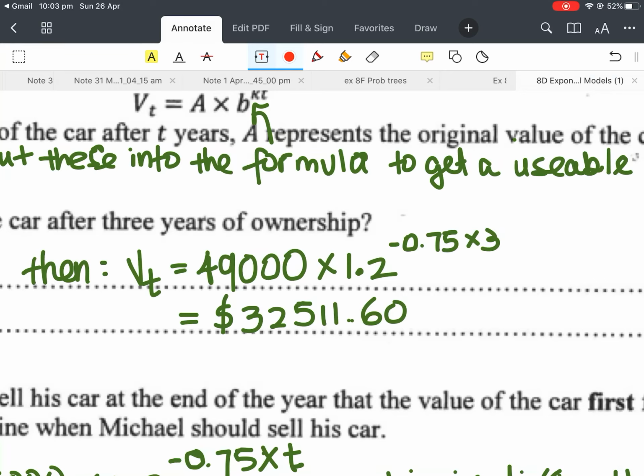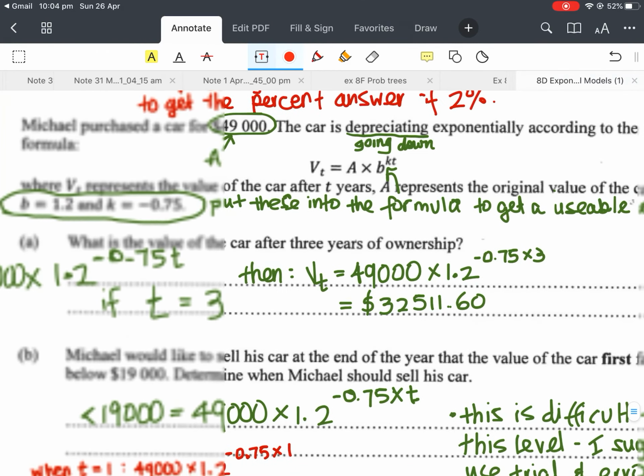Now when you do this one on your calculator, if you're not getting the same answer as me, can you practice it please and see if you do? Then you might need to put what is up in the index in brackets. It works on the Casio, not sure on the Sharp, just double check for me. So you should end up with an answer of $32,511 and approximately 60 cents if you did the right working out.